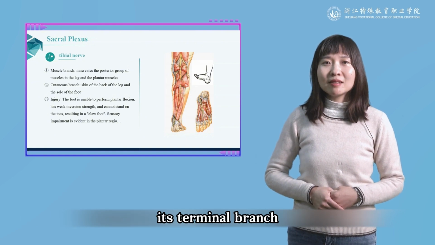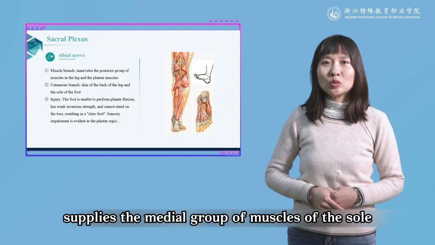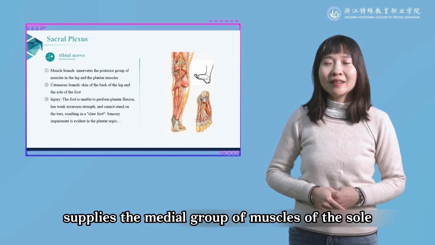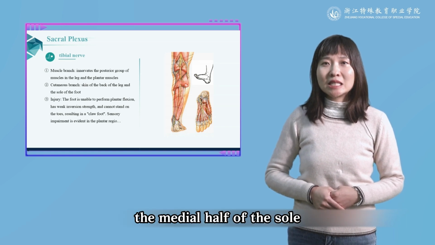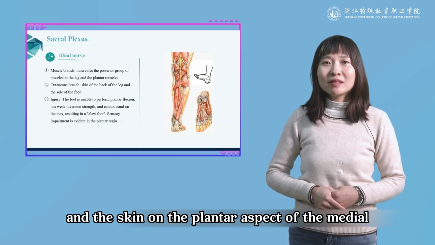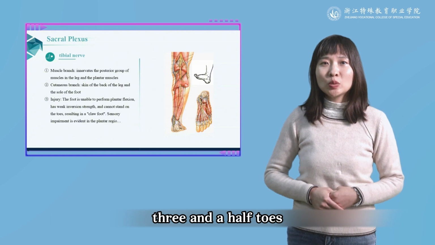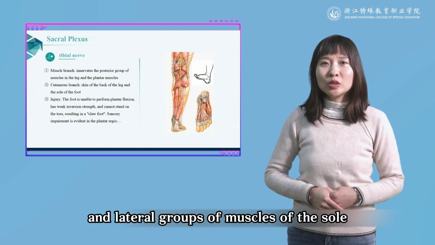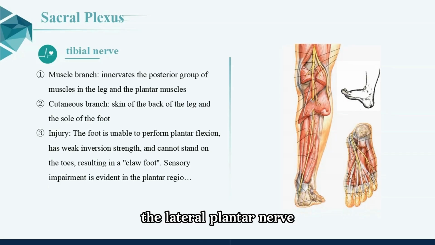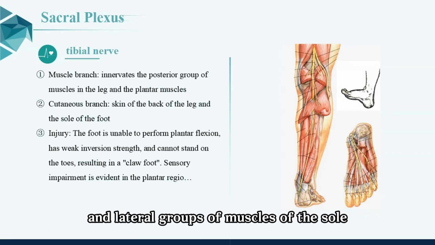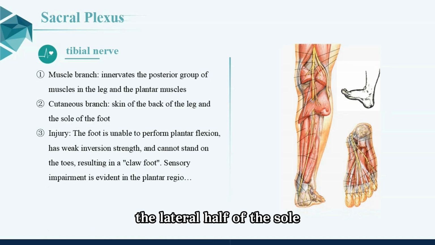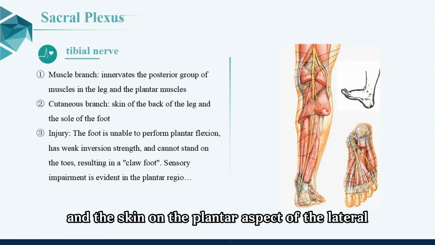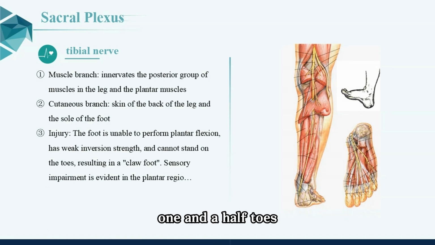Its terminal branch, the medial plantar nerve, supplies the medial group of muscles of the sole, the medial half of the sole, and the skin on the plantar aspect of the medial 3½ toes. The lateral plantar nerve supplies the intermediate and lateral groups of muscles of the sole, the lateral half of the sole, and the skin on the plantar aspect of the lateral 1½ toes.